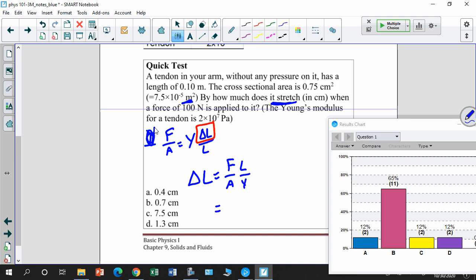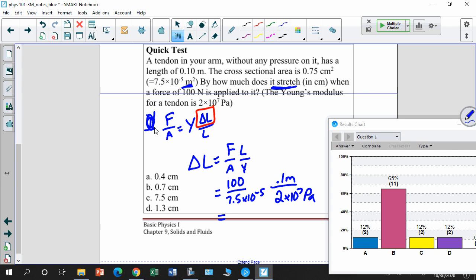My force is 100 divided by my area times L, which is 0.1 meters, over Y, which is 2 times 10 to the 7th Pascals, that's a Newton per square meter, that's the unit. And I get 0.007 meters, is that right? When I do that? Yeah, so I get 0.007 meters, and that's going to be 0.7 centimeters.